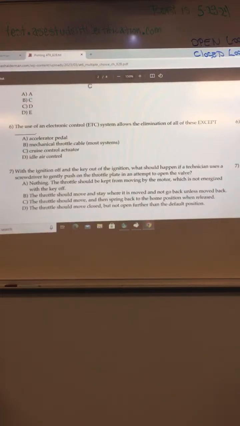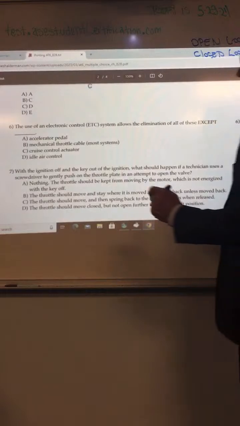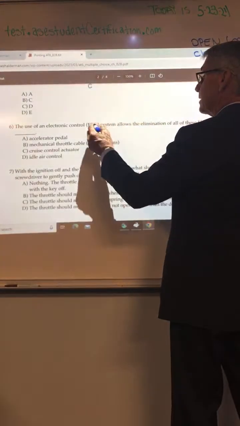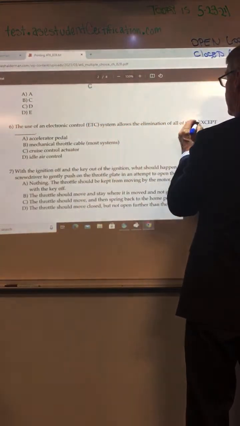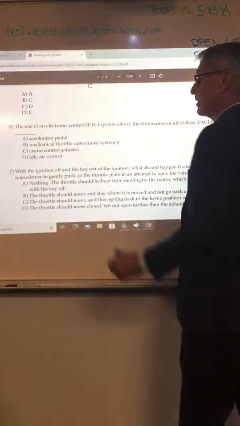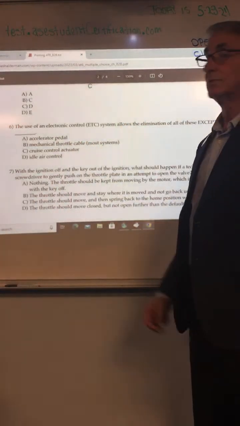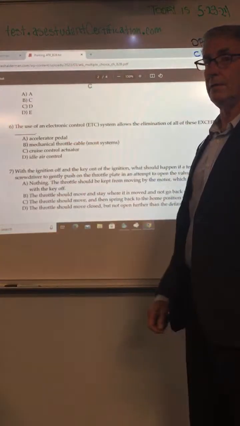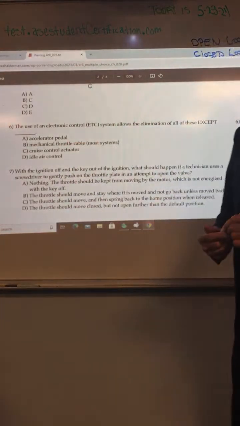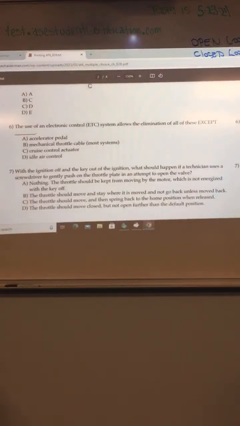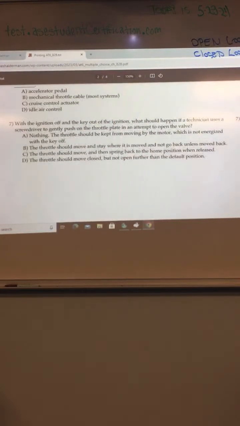This question's going to look familiar to you tomorrow, so you better understand it. This is easy. This allows the elimination of everything except for one of these things. Do you still have to have an accelerator pedal? Yes. Does the accelerator pedal disappear because you have electronic throttle control? Of course it doesn't. That question should be more than obvious.